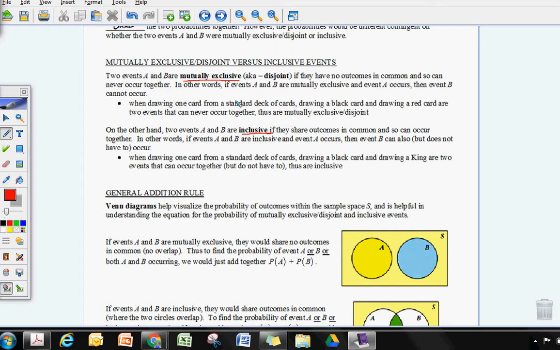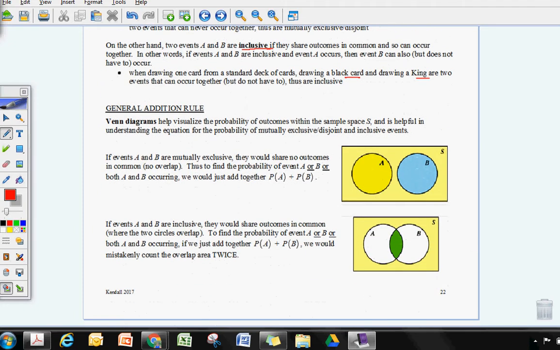So if you take a look here, mutually exclusive: drawing a black card and drawing a red card are two events, but they never can occur together. They're mutually exclusive. But if I draw a black card and a king, notice there are two black kings in the deck, so that would change things. So basically, these are exclusive up here. That means that they don't overlap.